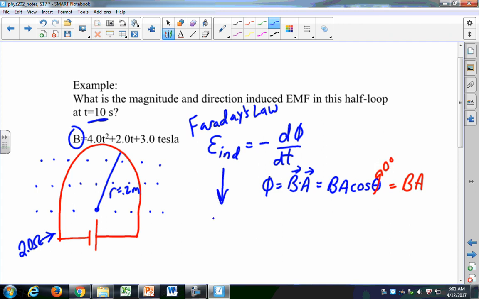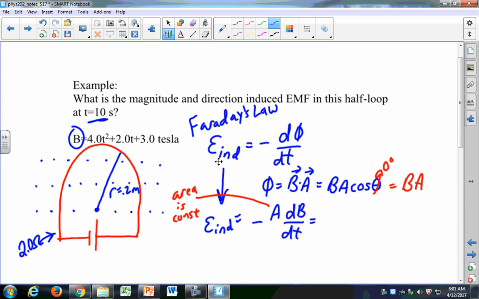So, coming back here now, the induced EMF is going to be equal to minus the area times dB/dt, because my area is constant, but you can envision a loop that actually changes the area, and then that would cause an induced EMF as well.